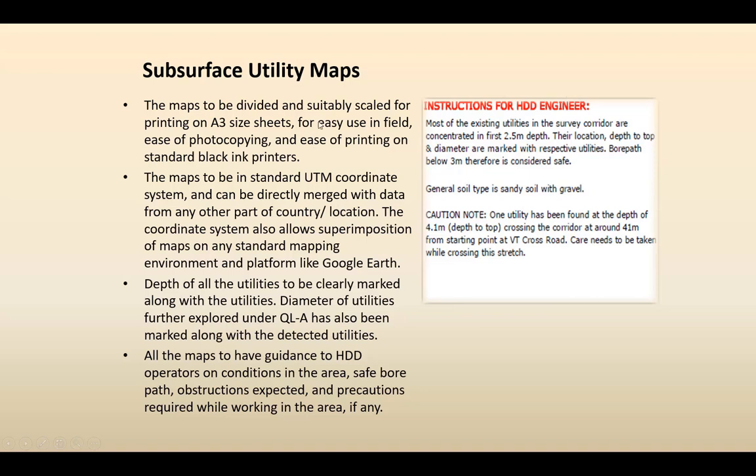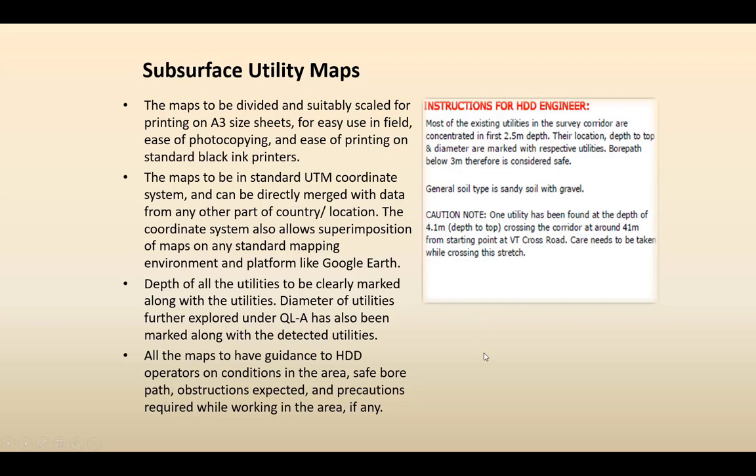The maps are to be divided and suitably scaled for printing on A3 size sheets. It is very difficult sometimes to open big A0 size maps in the field and then consult them. So it's always good to have A3 size sheets, for ease of use in the field, ease of photocopying and ease of printing on a standard inkjet printer.